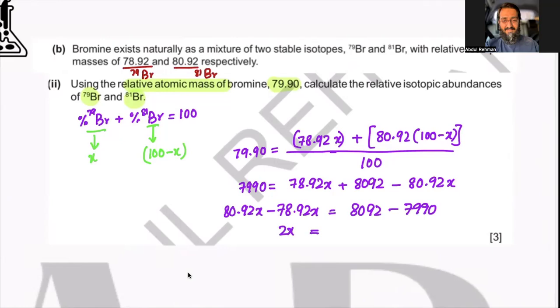80.92x minus 78.92x is 2x, and on subtracting the two numbers, what I'm getting is 102. So x is equal to 102 over 2, which means 51%. So this is X, so it is 51%, meaning bromine 79 has 51%. And this is 100 minus X, so 100 minus 51 is 49%. So that is how we do this. Clear? Any confusion? Okay.